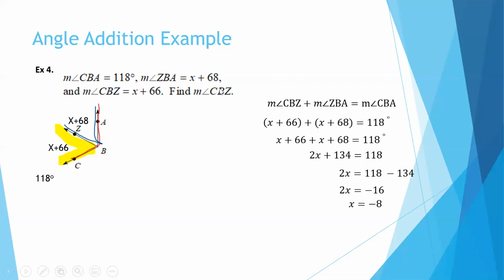Remember, we'll have to do another step this time. We're not just solving for x, so that's our first part. So now, we do just like we did on our segments. We substitute our value for x into our known expression. So measure of angle CBZ is equal to x plus 66. So we have negative 8 plus 66. So the measure of angle CBZ is equal to 58.